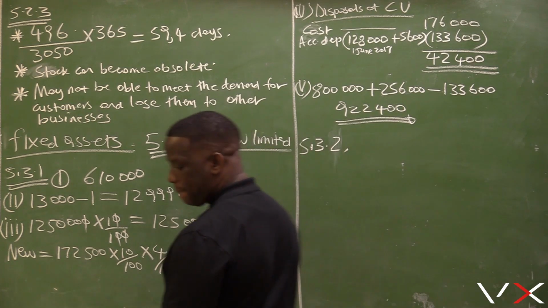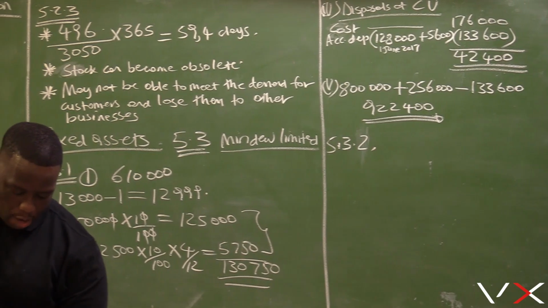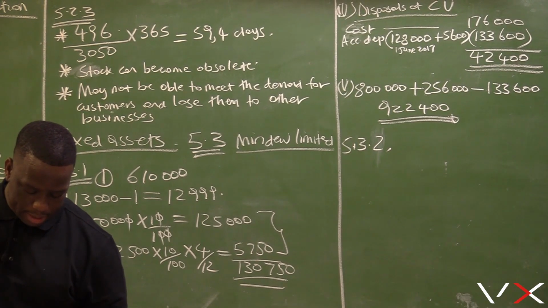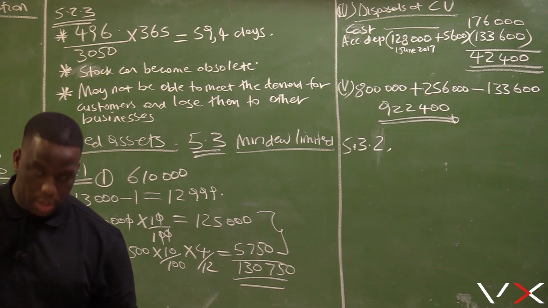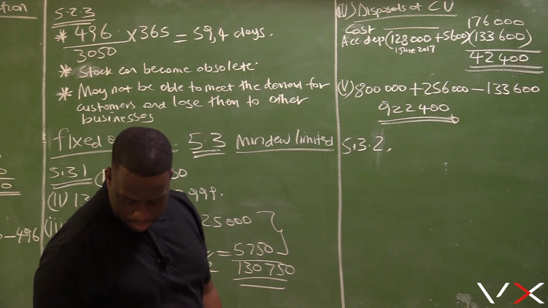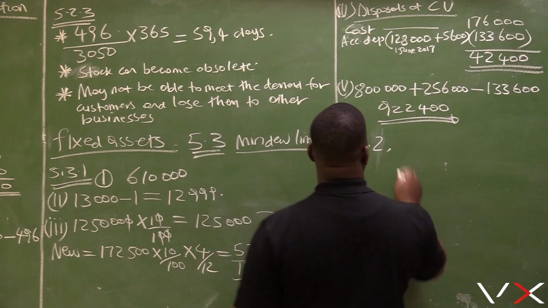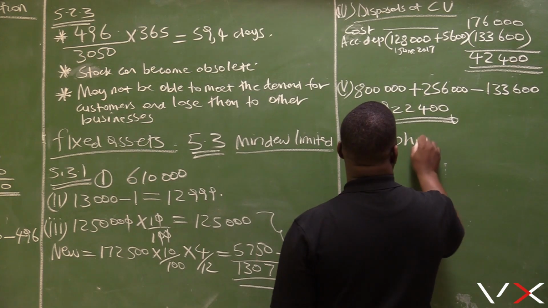5.3.2. Explain how the internal auditor should check that movable fixed assets were not stolen. Here you just need to do the physical count.